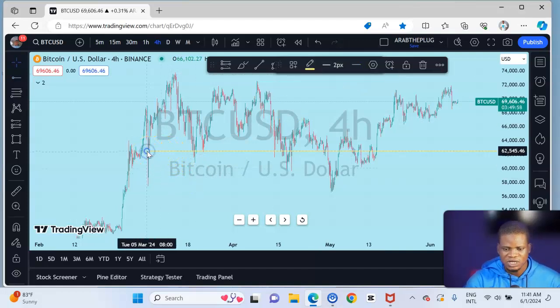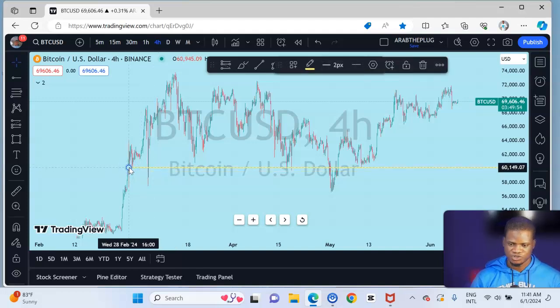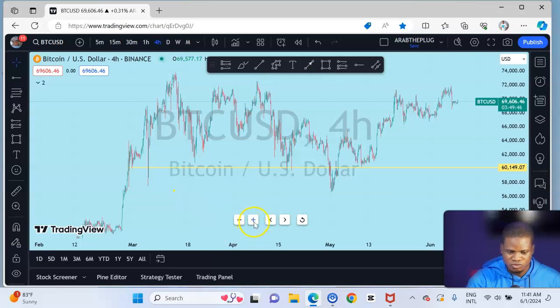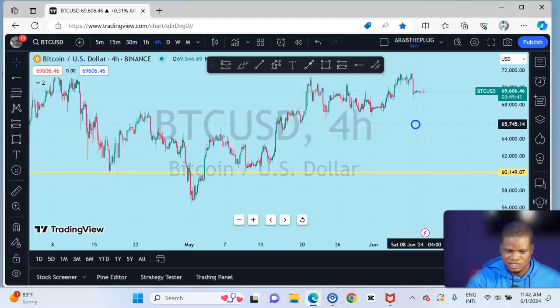So now let's talk about how to draw support and resistance. I actually have some strategies I use to draw support and resistance on my chart, and I do it using 3 steps. The first step is to zoom out on your chart. Zoom out your chart so that it becomes clear.